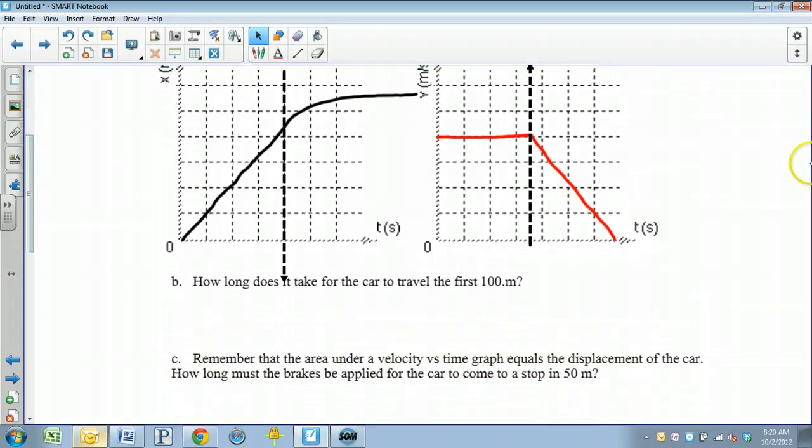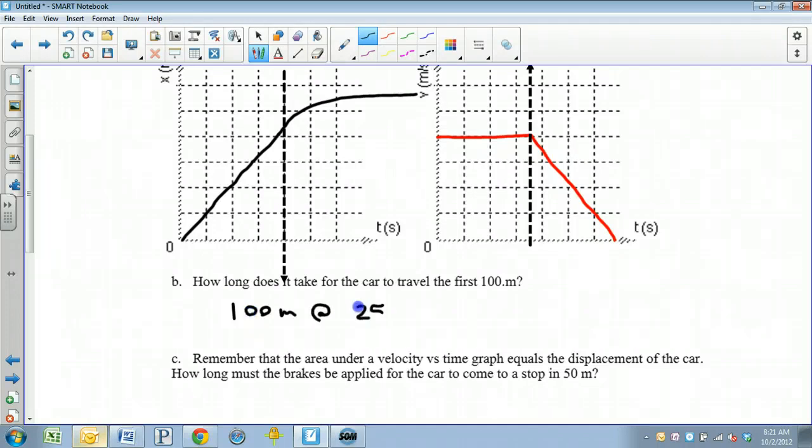So the first question is, how long does it take for the car to travel the first 100 meters? Well, we know it's traveling 100 meters at 25 meters per second. So every second it's traveling 25 meters. So the question is, how many seconds does it take to travel 100? Well, after 1 second, we'll have traveled 25. After 2 seconds, we're at 50. 3, we're at 75. So the answer therefore is 4 seconds, because after 4 seconds, we've traveled 25 meters per second for 4 seconds, and we get 100 meters.